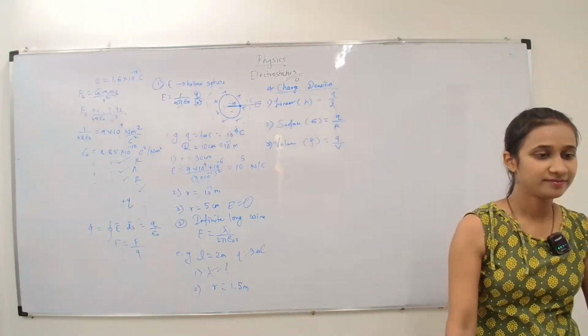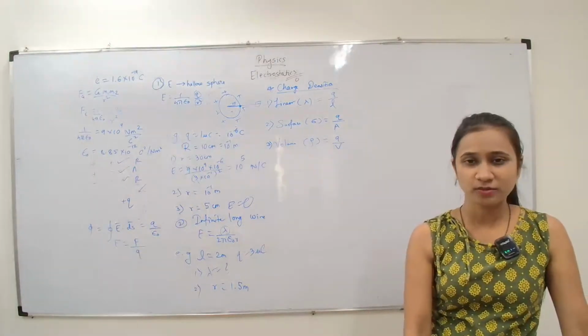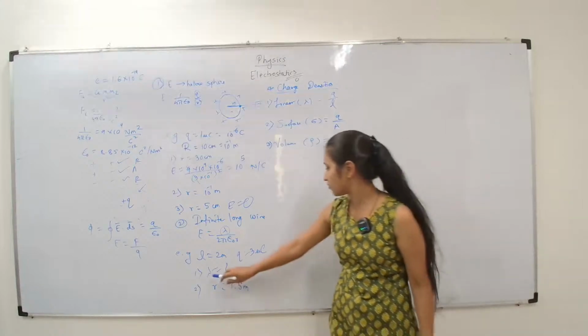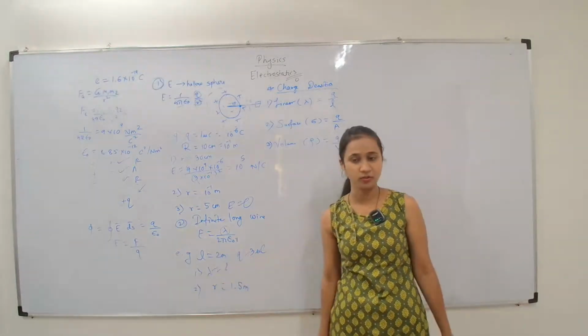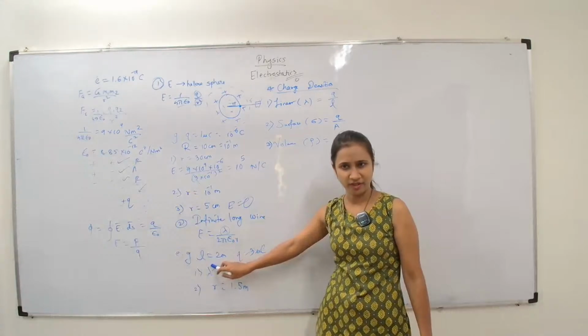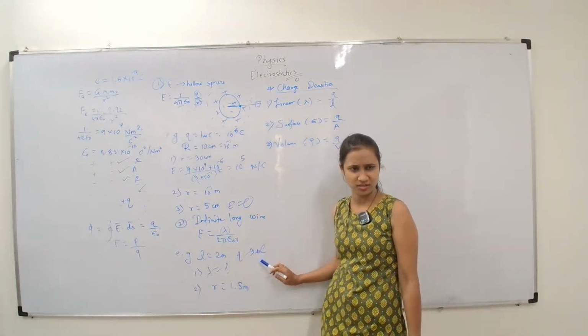Log table लागेल ना? Log table लागतो ना? At least value substitute कसे करायचे कळाले? This lambda will be q upon L, 3 into 10 raised to minus 6 divided by 2. 3 by 2 is 1.5. Right? Now q is in numerator, so it will be 1.5 into 10 raised to minus 6.